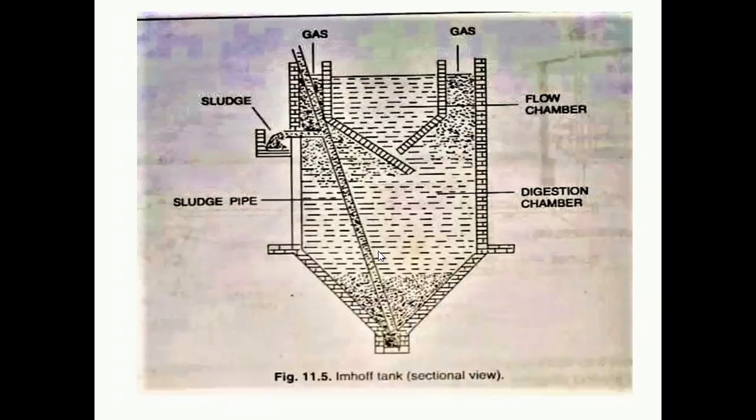Here we are observing the Imhoff tank. The upper portion consists of one chamber, the lower portion of another chamber. Here we are observing the sludge coming outside through the sludge pipe. At the bottom of the chamber we are observing the particles. These dense particles settle down, and we observe digestion in this chamber and the flow between chambers. On the left side and right side of the upper portion, we are observing the methane gas collection.